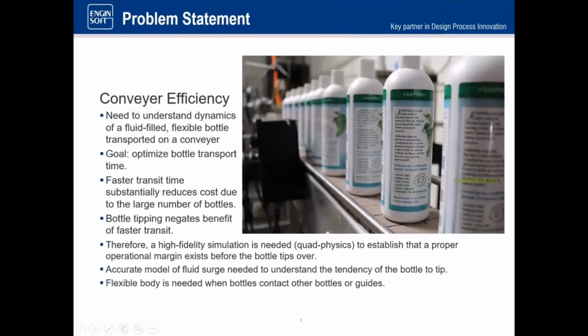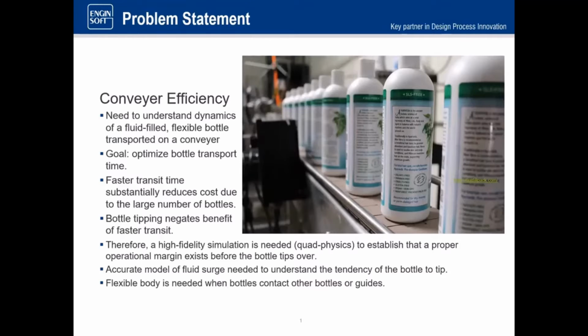Okay, so here we have a little example of some product in a plastic bottle on a conveyor line. In these kinds of situations, the engineers need to understand the dynamics of the bottles as they move around, with issues like will they tip over, and also what will be the issues of the interaction with the different structures that may be guiding the bottles around, as far as scarring things up, but there can be some other issues as well.